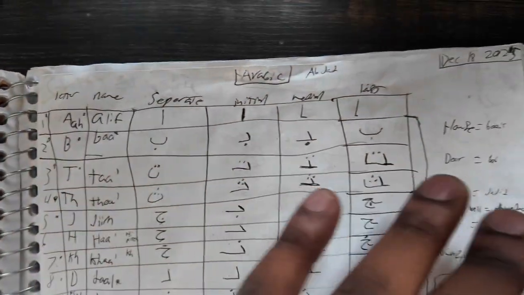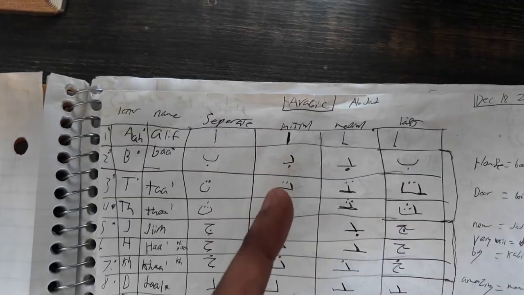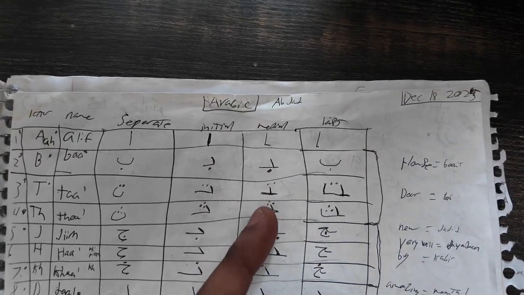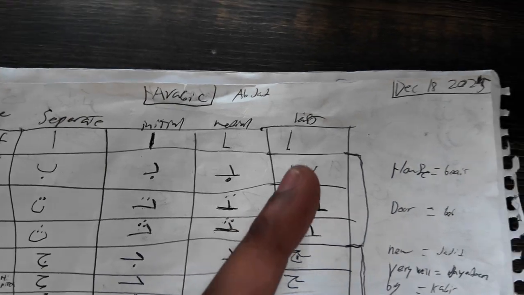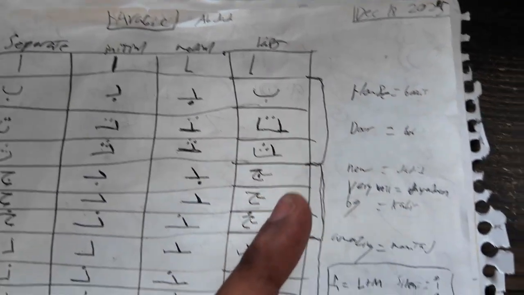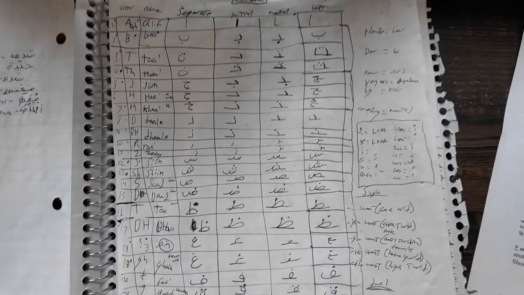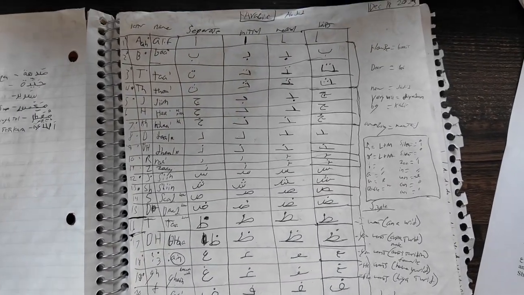So each letter has a specific look when it's by itself. But then, depending on what part of the word it's in, it'll have a specific look. In the middle of the word, it'll have basically the same look as the first one, but with some connecting lines to it. And then at the end of the word, it'll also have some other specific looks that you have to memorize. So for each letter you're looking at, you're going to have 3 different versions of it.